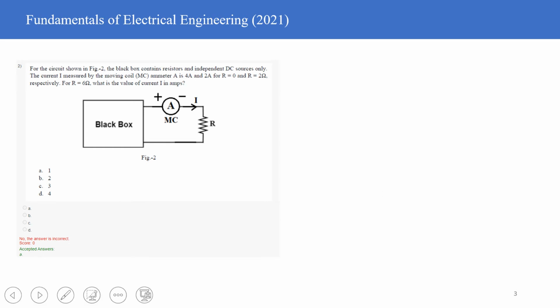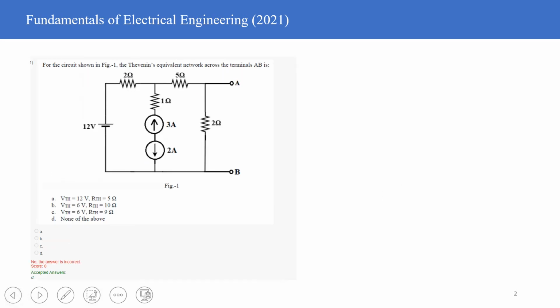So this is the first question of assignment number 5. It asks you to find the Thevenin equivalent across the terminal AB. So this particular assignment is all about the equivalent circuit diagram of Thevenin's and Norton's equivalents, right? So the first question is around the same.